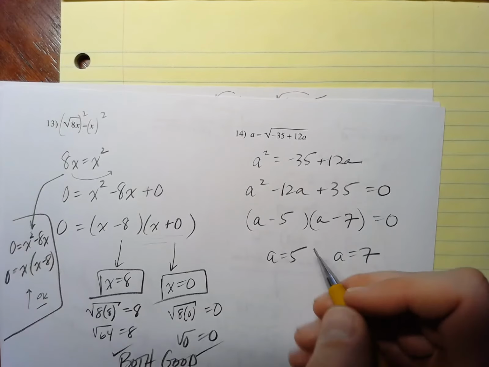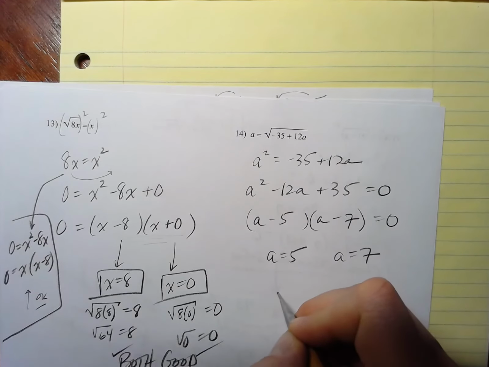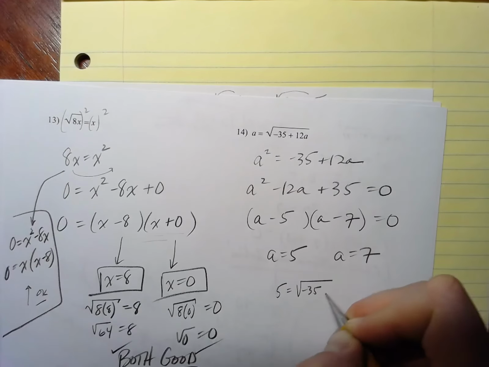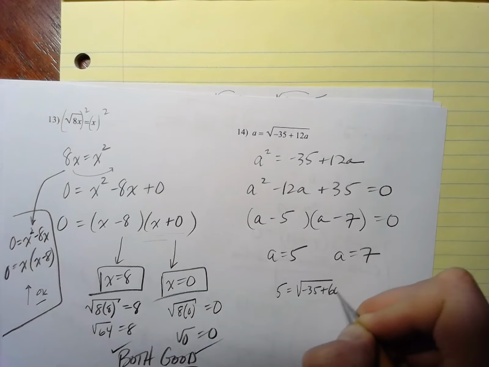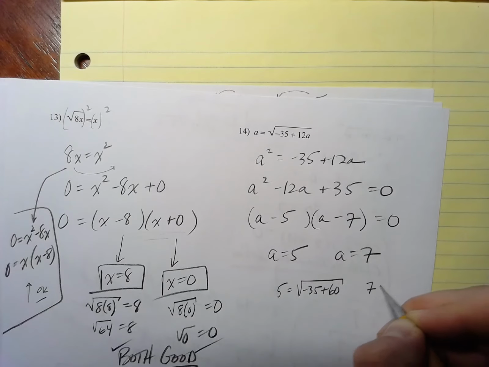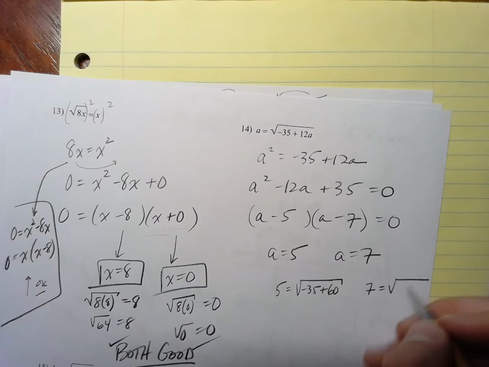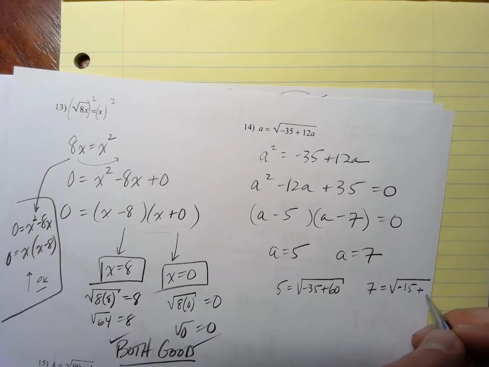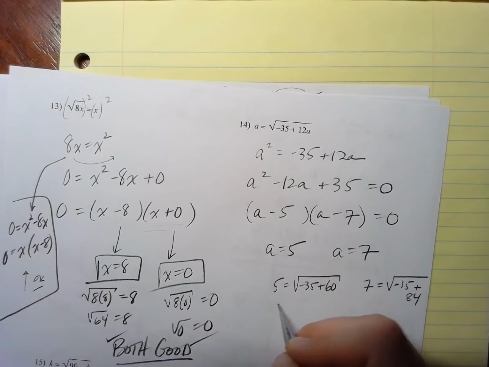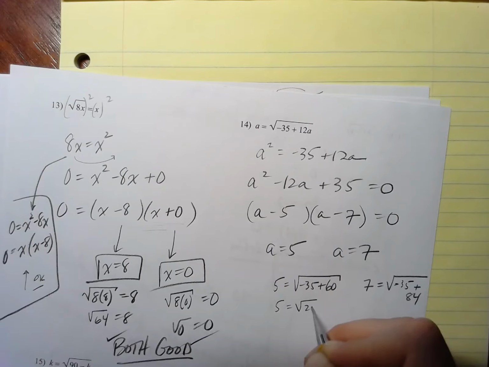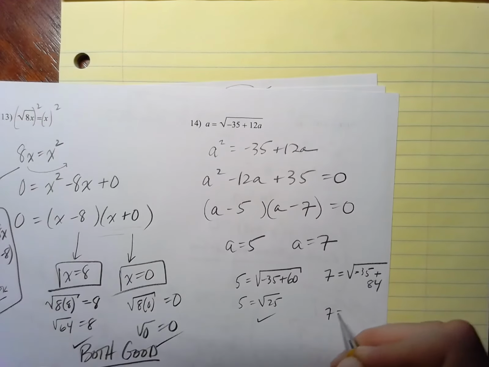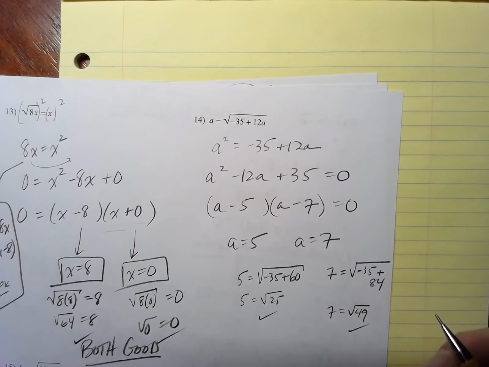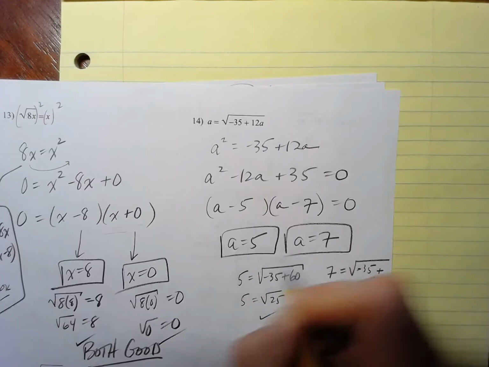And as it turns out, they're both good because I can plug back into the original equation, and I get 5 equals the square root of negative 35 plus 60. And here I get 7 equals the square root of negative 35 plus 84. So here's 5 equals the square root of 25, which is good. And here's 7 equals the square root of 84 minus 35, 49. That's also good. So these are actually both good answers in this one.